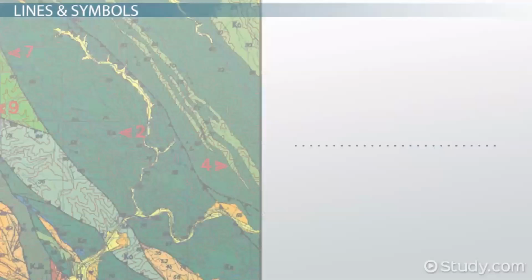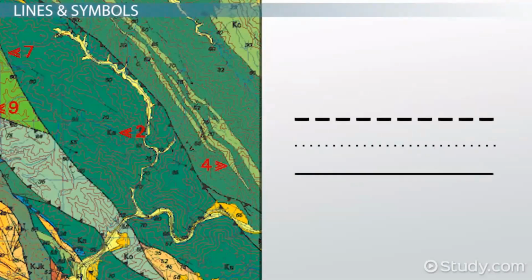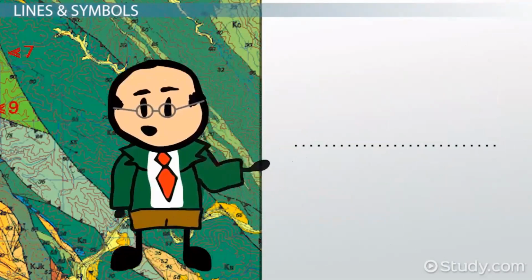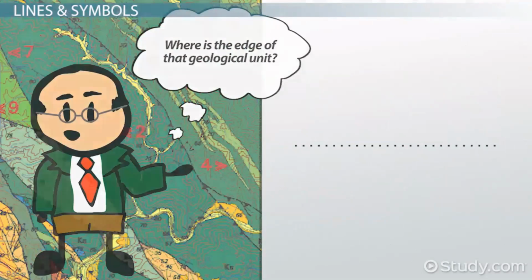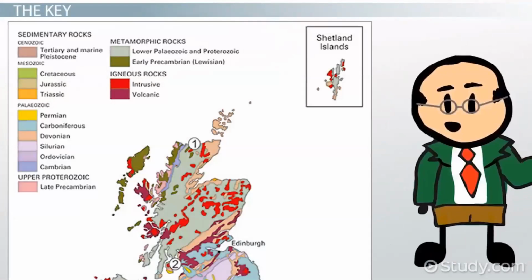The more uncertain we are on the boundary, the shorter the dash in the line. For example, dotted lines indicate the greatest amount of uncertainty. We will never be able to find the exact edge of that geologic unit because it is concealed by another geologic unit. This sounds like a lot to remember, but don't worry.